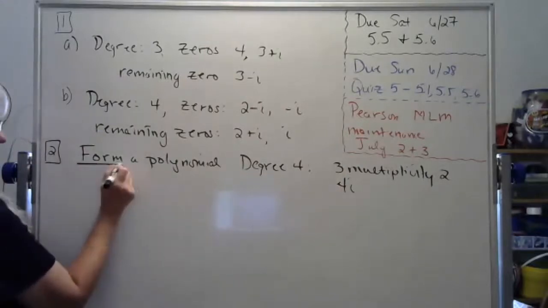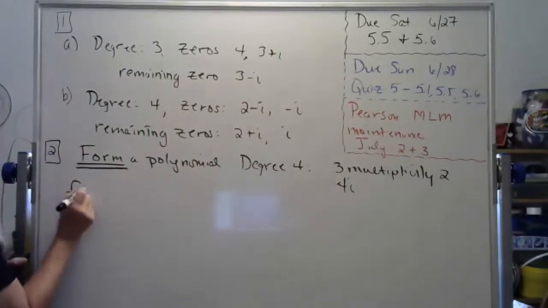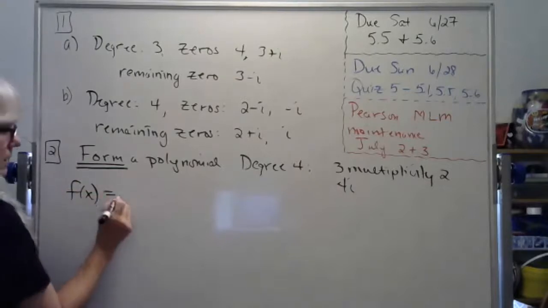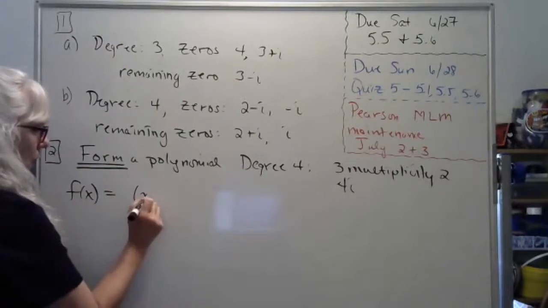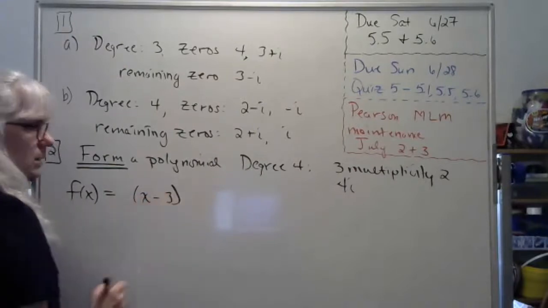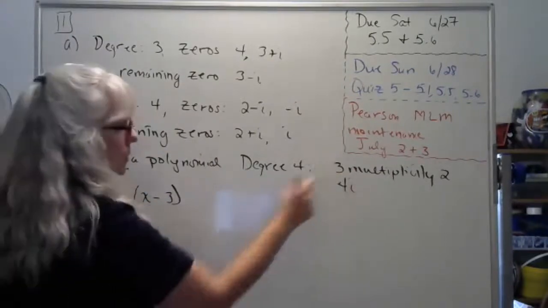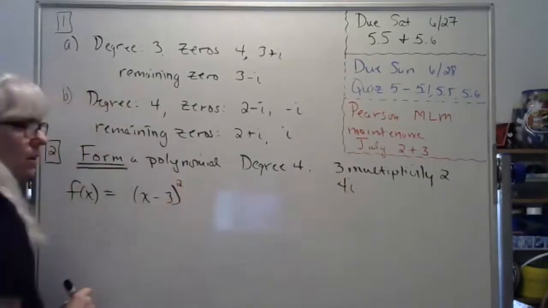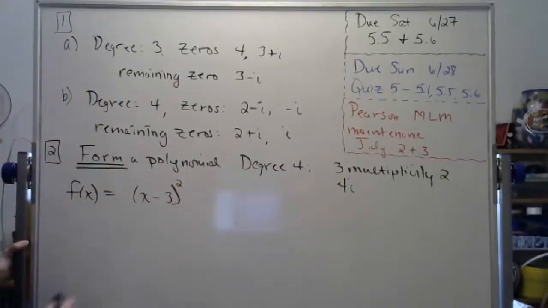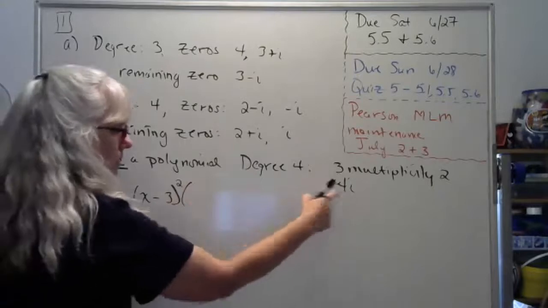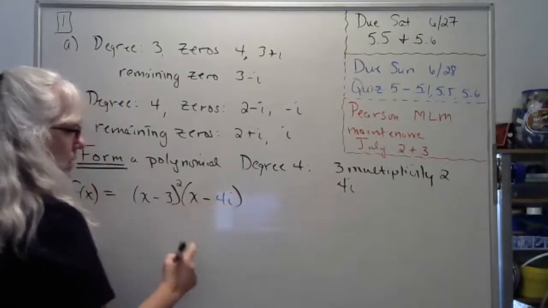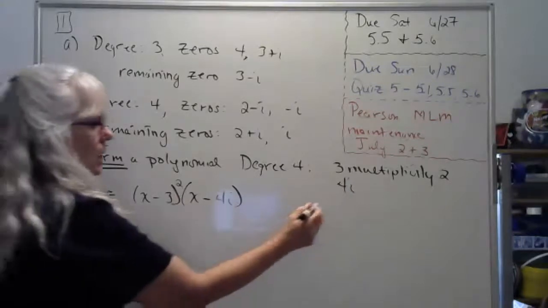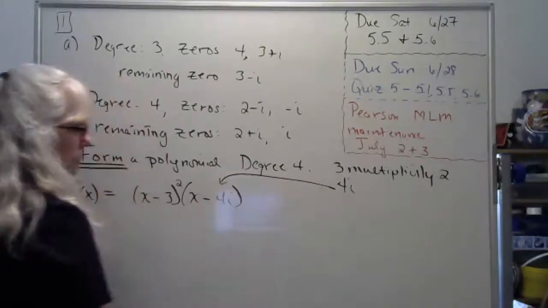So this time, because we're actually trying to write the polynomial, we need to call it something. We're going to call it f of x. We know that 3 appears as a zero. Well, that comes from a factor of x minus 3. And because its multiplicity is 2, I know to put a square up there. Okay, then I know that we've got 4i as a zero. When I go to write it as a factor, I'm going to switch its sign and make it a negative 4i. So that's this 4i coming in.